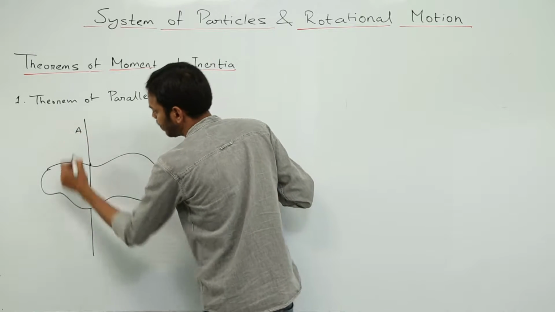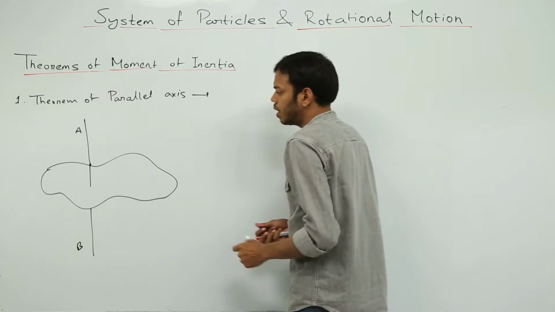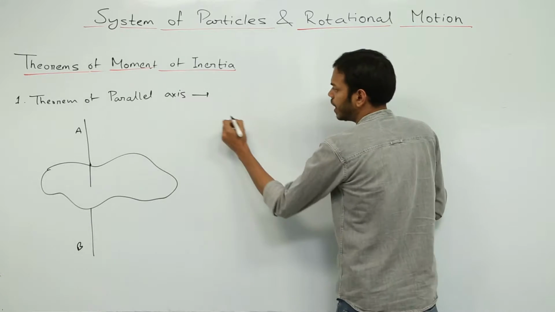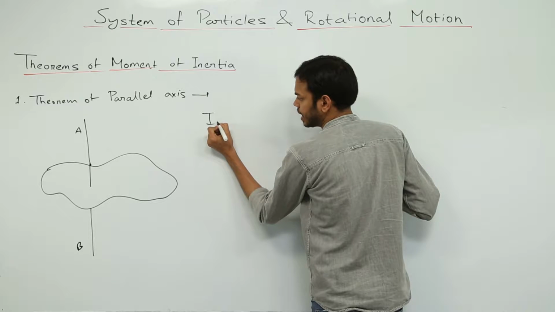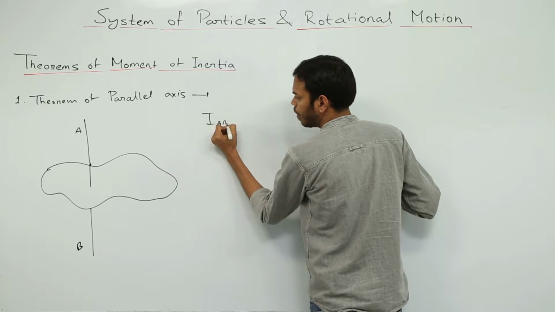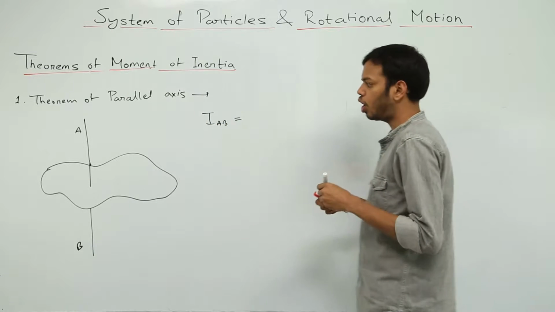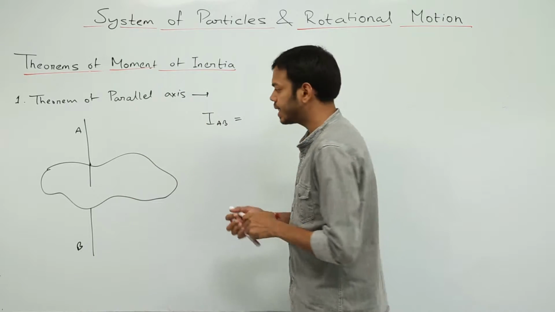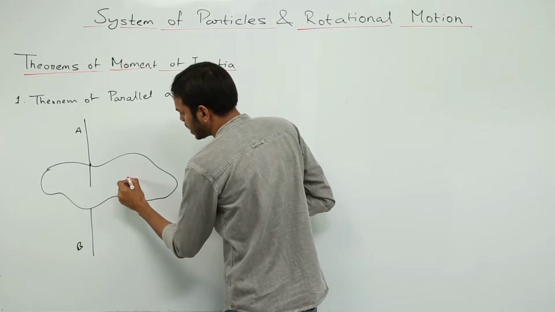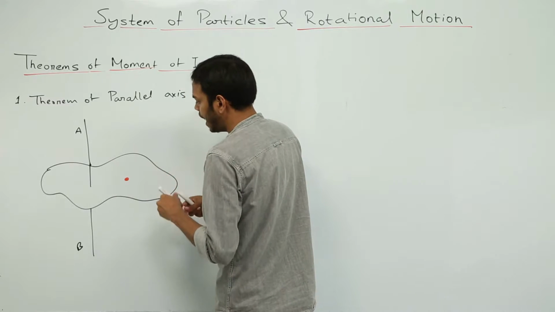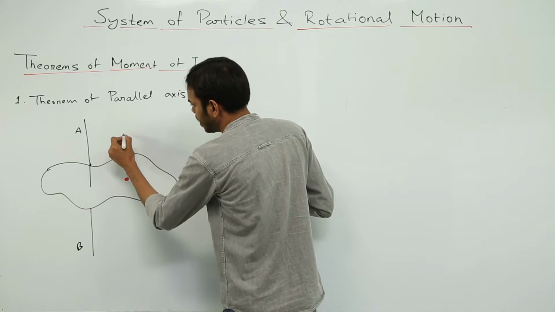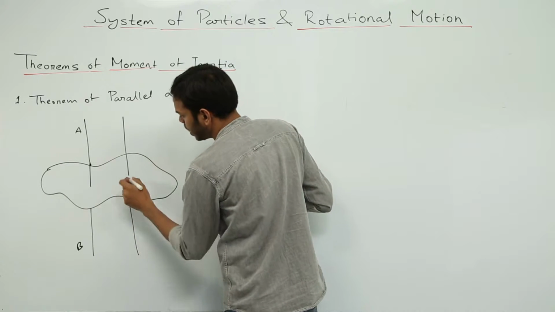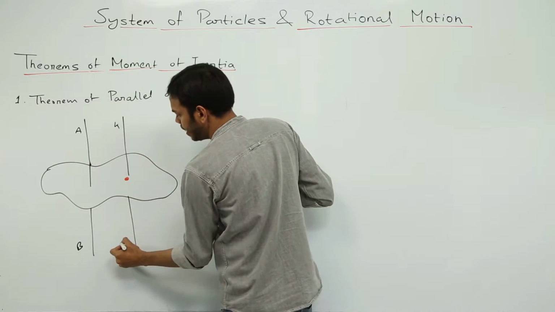Let the axis be AB. So moment of inertia about any axis of this body will be equal to the moment of inertia of the same body about an axis passing through its center of mass. So we have to draw another axis which is passing through its center of mass. Let the axis be KL.